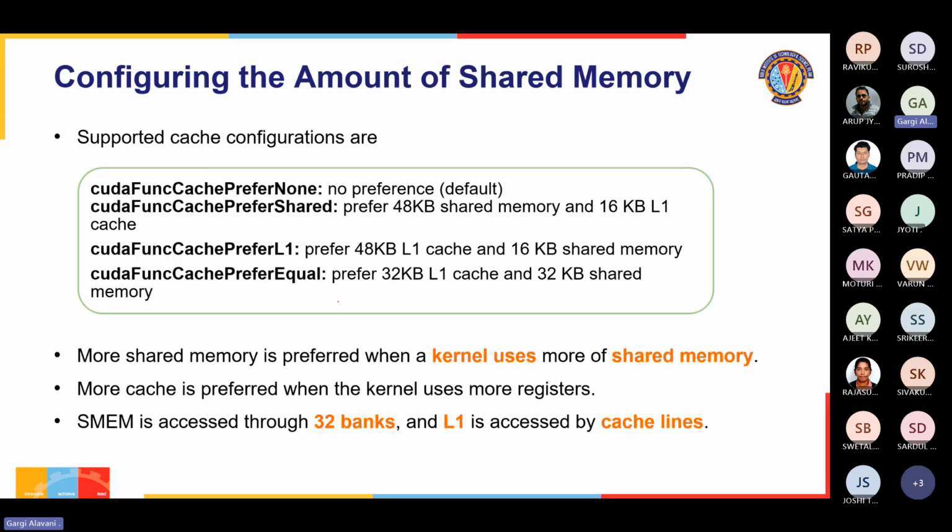There are four options. The first one is default, no preference. The second is prefer shared. In that case, 48 KB will be assigned for shared memory and 16 KB will be assigned for your L1 cache.